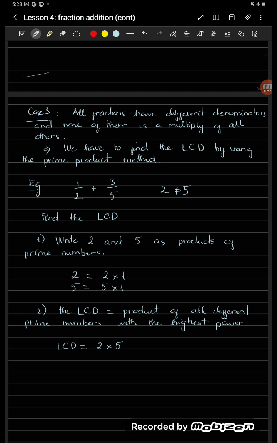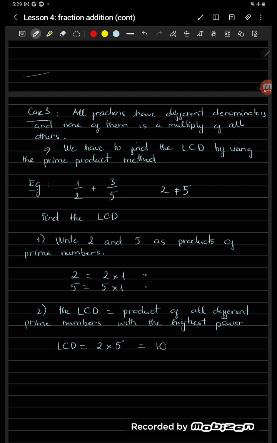So we have the different prime numbers 2 and 5. The highest power of 2 here is 1, and the highest power of 5 here is also 1. So that's why it is just 2 to the power 1 times 5 to the power 1. Power 1 we can write like this, but actually it is not important in this case because power 1 does not change anything, so I don't write it. So now the least common denominator is 10.